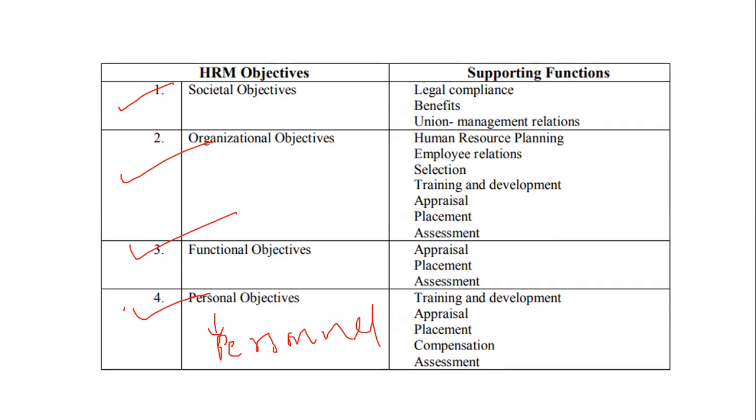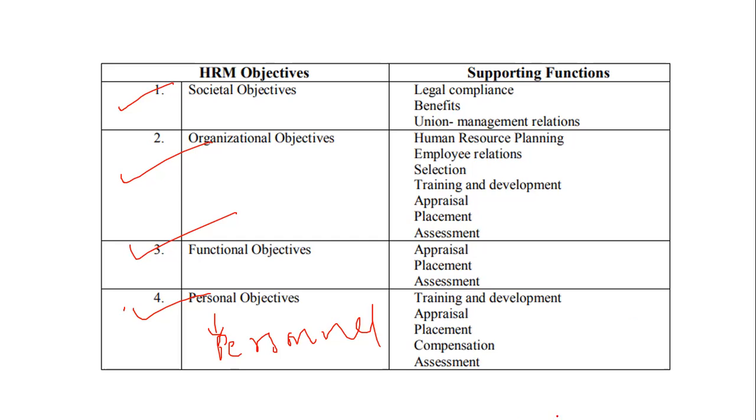Okay, so let's go from the downwards form. So first let's take into consideration the employees. Now, when we talk about employees, the moment the employee enters into the organization, that is recruitment, selection, your training, your development, your appraisal, your compensation, your benefits, everything which is related to a specific single employee comes under the personal objectives, which is related to employees.